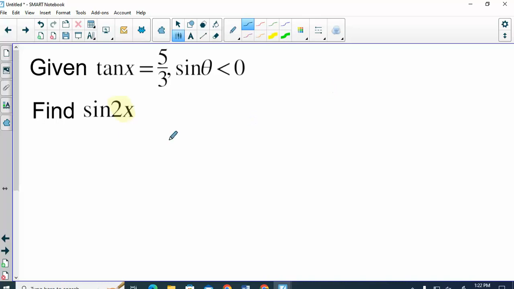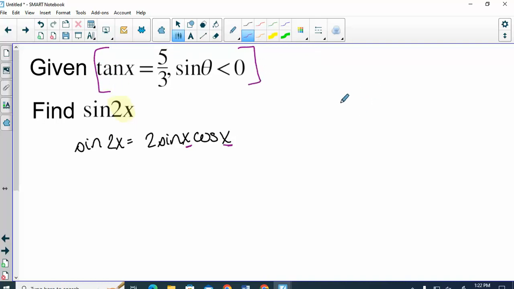Right, pulling up our formulas. What's the formula for sine 2x? Okay, so I need sine and cosine for regular x. That's where this comes in. Okay, I didn't give you sine and cosine, but I gave you tangent.